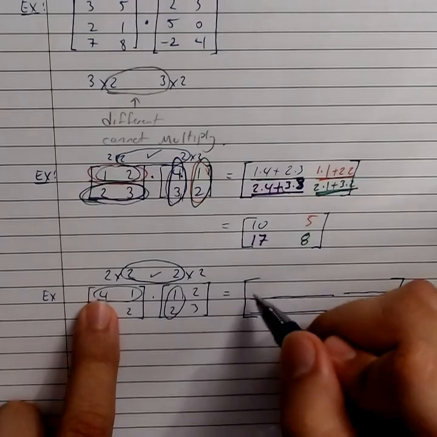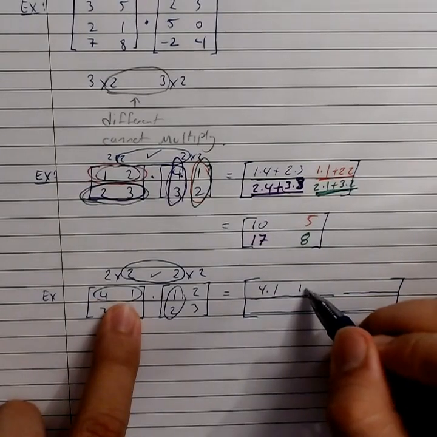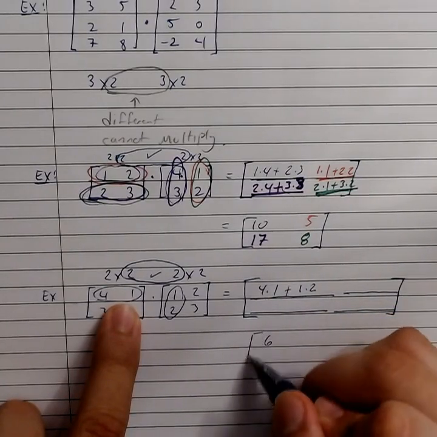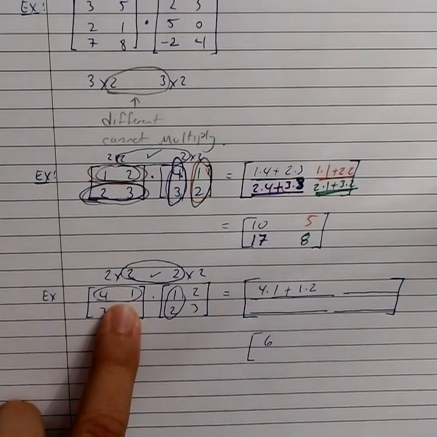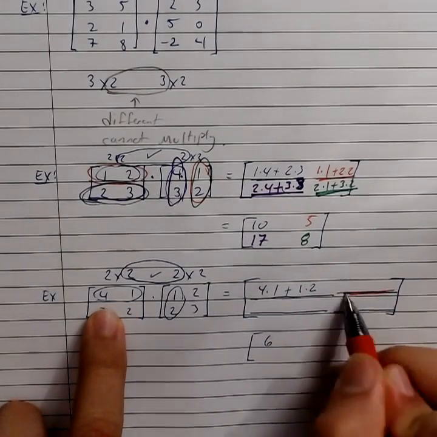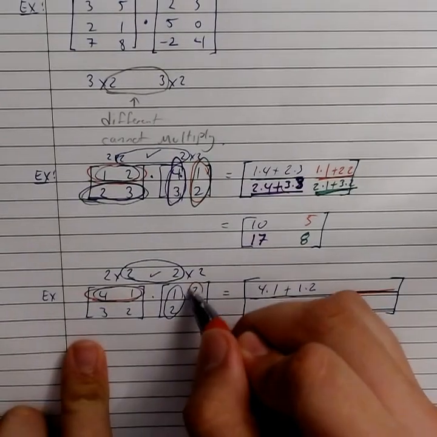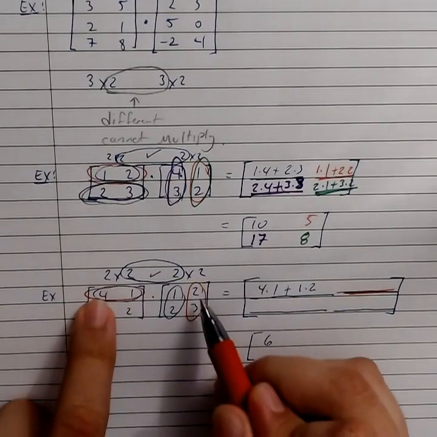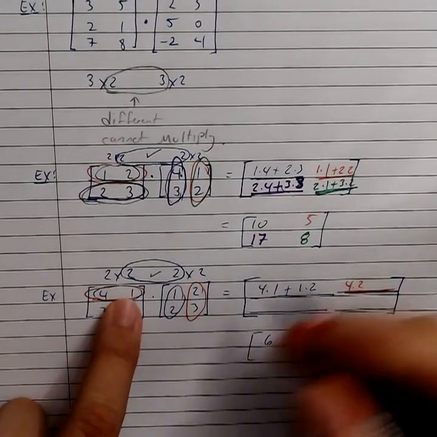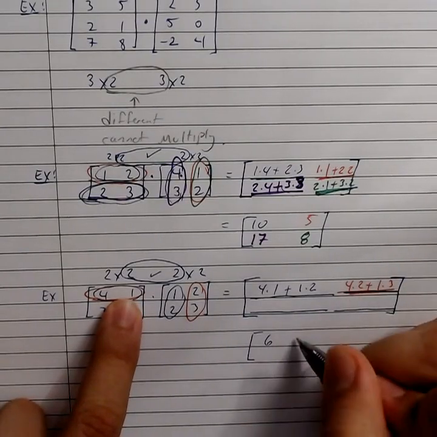1 times 4 is 4. 1 times 2 is 2. And if I add those together, 4 plus 2 will give me 6. Okay, let's take the next one. That's first row, second column. So first row here, second column there. 4 times 2 is 8. 1 times 3 is 3. And if you add 8 and 3, you're going to get 11.